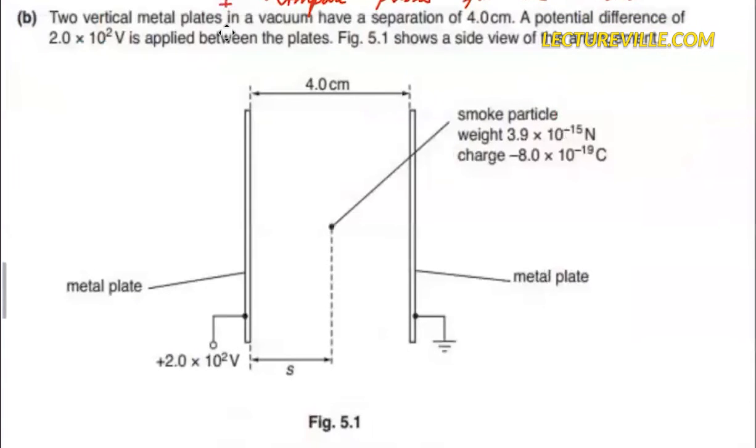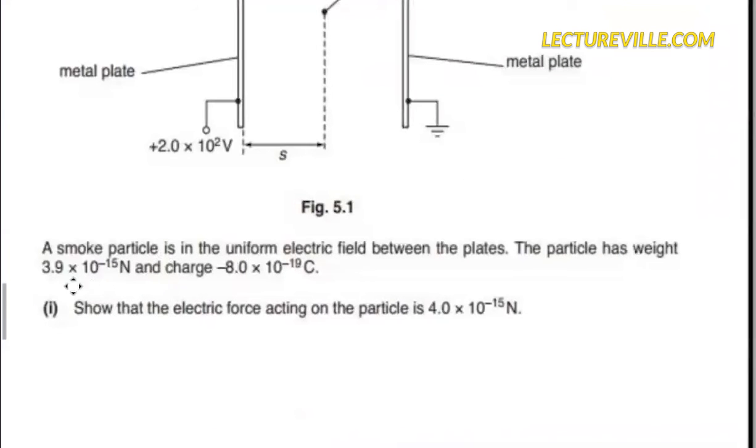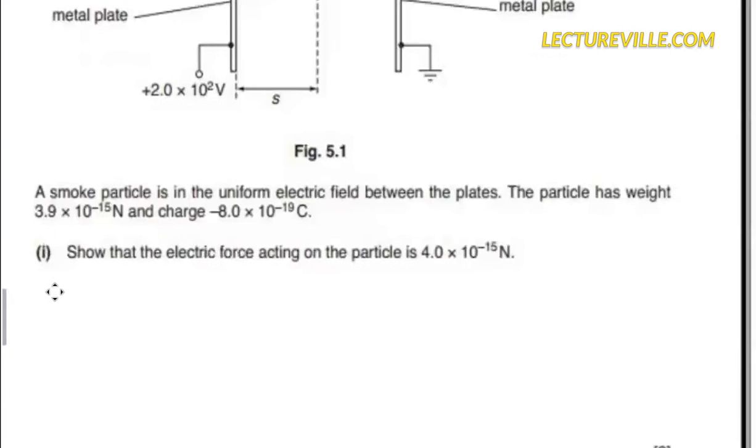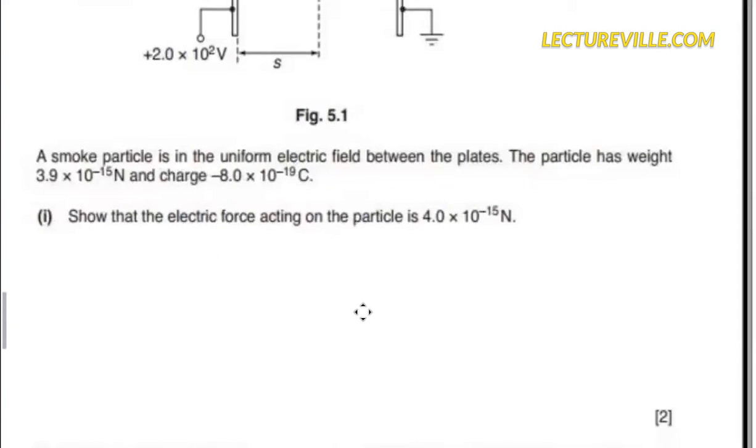Two vertical metal plates in a vacuum have a separation of 4 centimeter. A potential difference of this many volts is applied between the plates. The figure shows a side view of the arrangement. A smoke particle is in the uniform electric field between the plates. The particle has a weight of this many newtons and this many coulombs of charge. Show that the electric force acting on the particle is this.